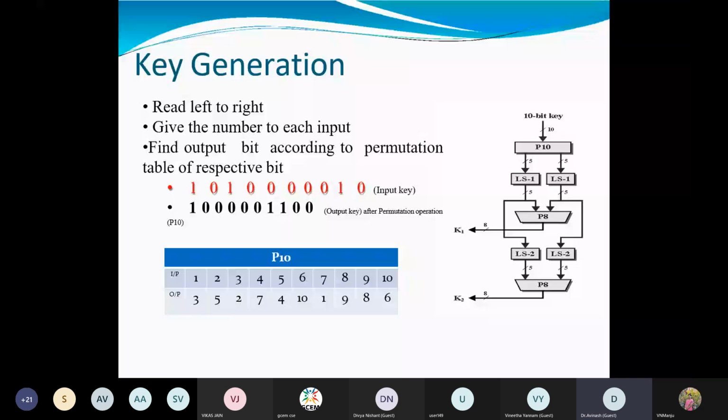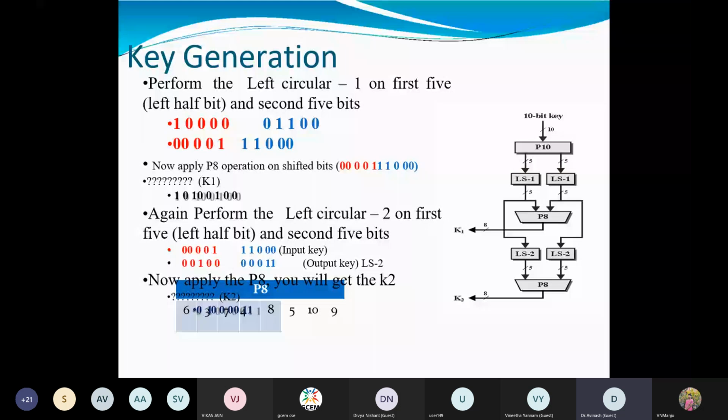In the key generation, we perform a left circular shift on the first 5 bits, the left half, and the second 5 bits. So we have the different bits here, that is 1, 0, 0, 0, 0. After performing the operation, we get 0, 0, 0, 0, 1. When we apply the operation on the bits, they are shifted. This is how this particular process happens for applying this algorithm.